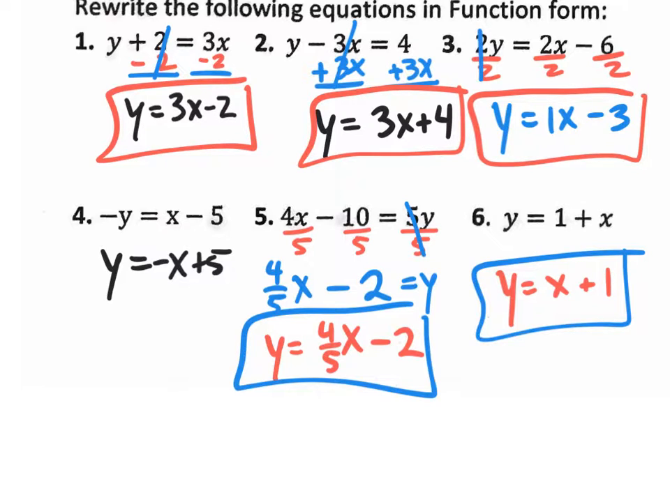Function form comes in handy when we're trying to graph, because if you write it in function form, it'll be like a machine, and you'll be able to plug in inputs and pull out outputs, which are really x and y values, which are really coordinates on a graph.